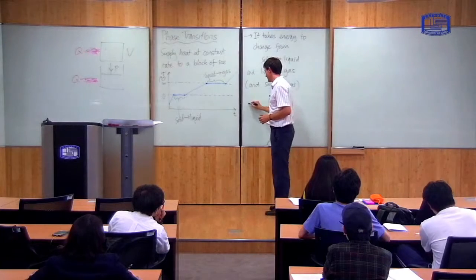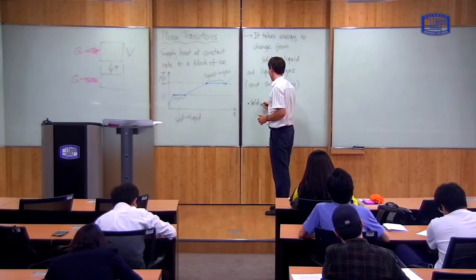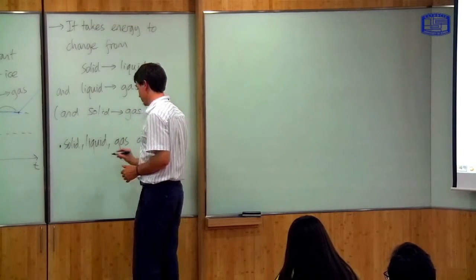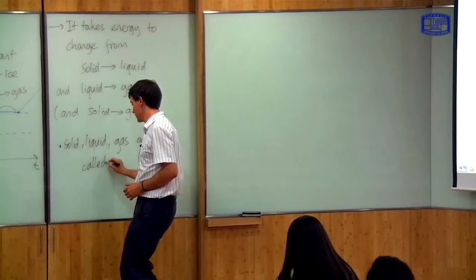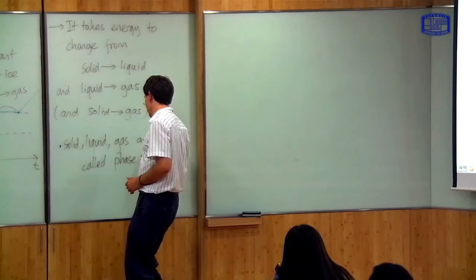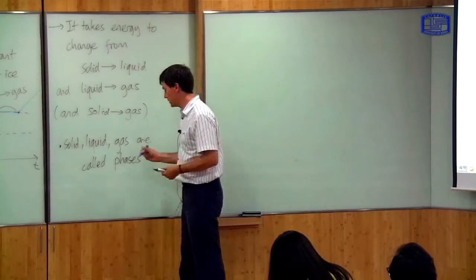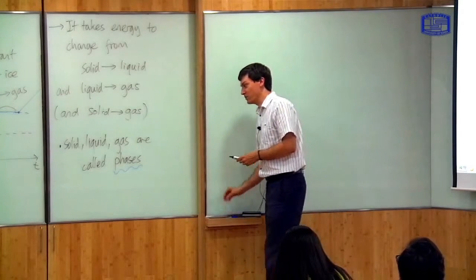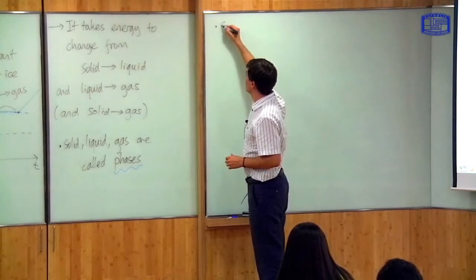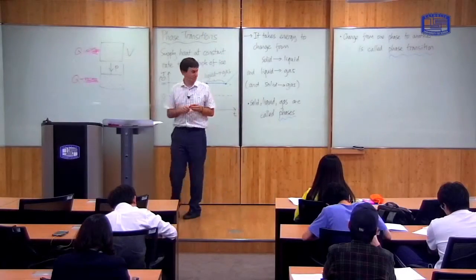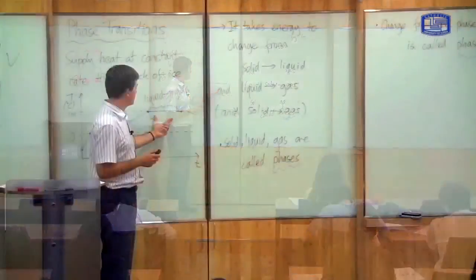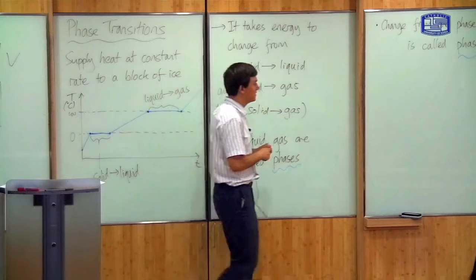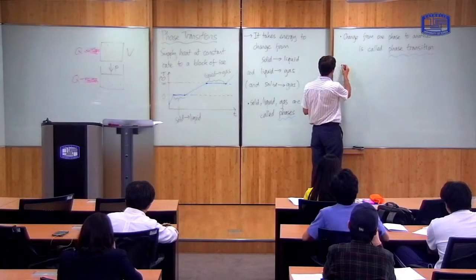Probably write that here. Okay, so solid, liquid, gas. These are called phases. And when you change from one phase to another, it's called a phase transition. Okay, so I told you that one of the things we learned is that it takes energy to make a phase transition. So we can quantify how much energy you need, and these things are known as latent heats.